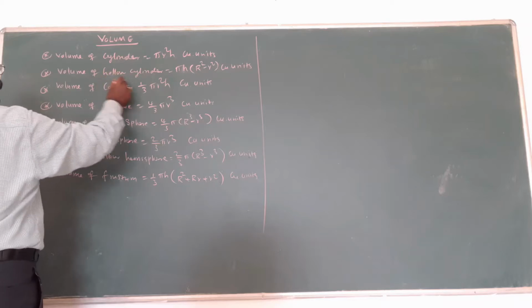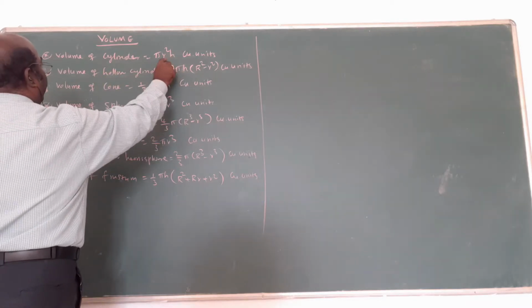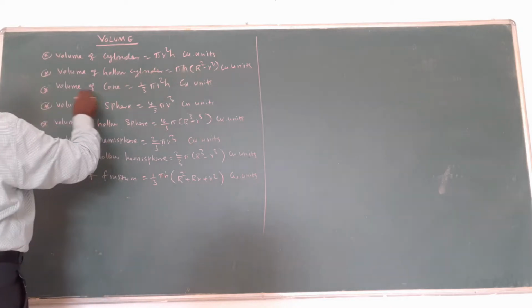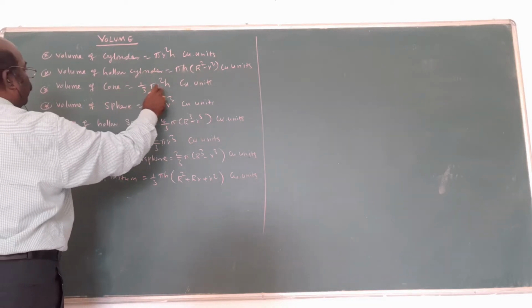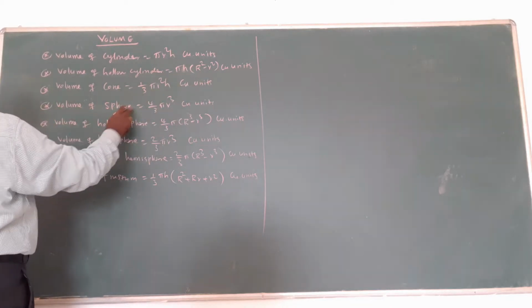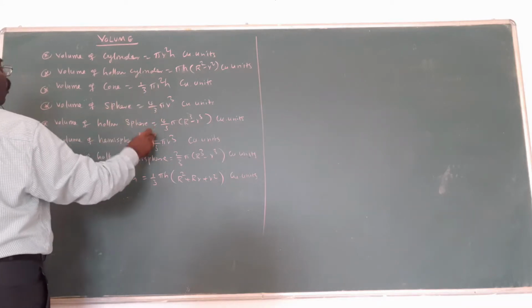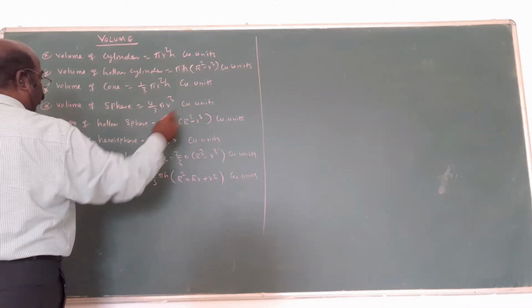Volume of the hollow cylinder: pi h times what? Capital R squared minus small r squared. Volume of cone: 1 by 3 pi r squared h. Volume of sphere: 4 by 3 pi r cubed. Volume of hollow sphere: 4 by 3 pi into capital R cubed minus small r cubed.